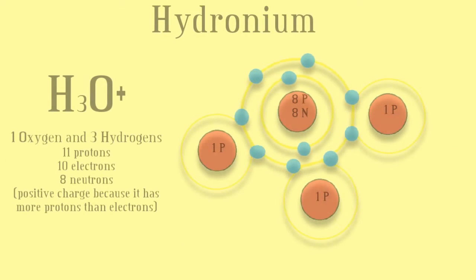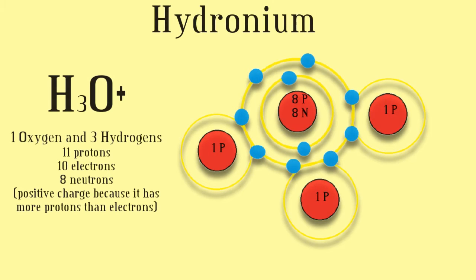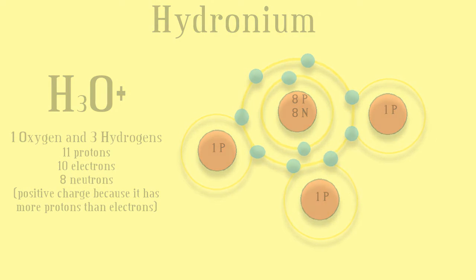Hydronium is made up of 3 hydrogens and 1 oxygen. It has 11 protons, 10 electrons, and 8 neutrons. Hydronium has a positive charge because it has more protons than electrons.